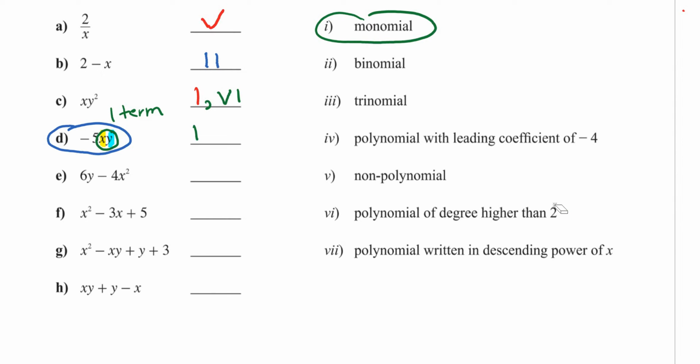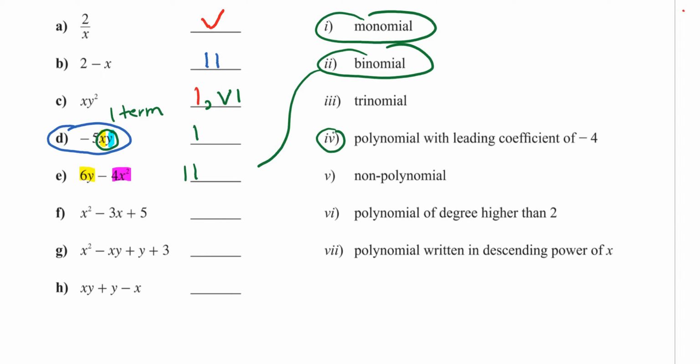Okay, let's move on to letter E. Now for letter E, there's one variable with the y, and another variable with the x. So those are two terms. If you have two terms, that's considered a binomial. So binomial is the term when you have two terms. And we also have another answer here. It's actually option number 4 as well.